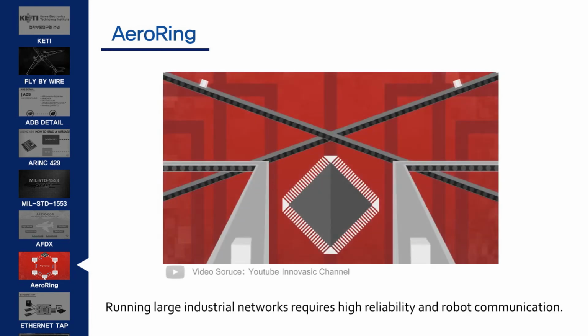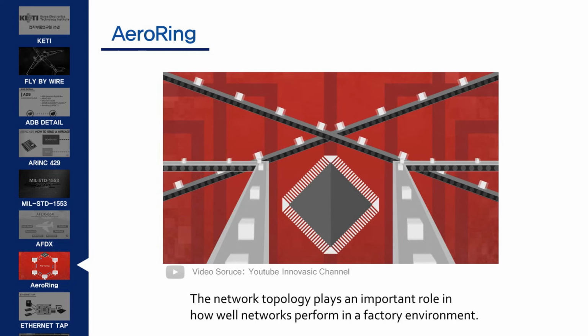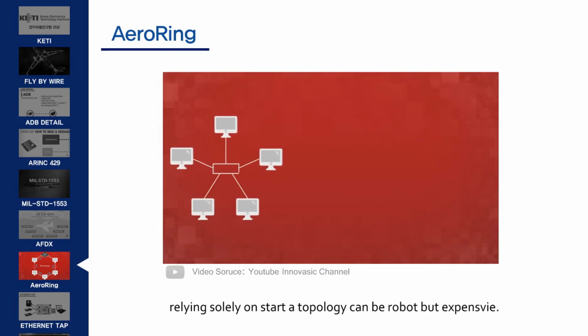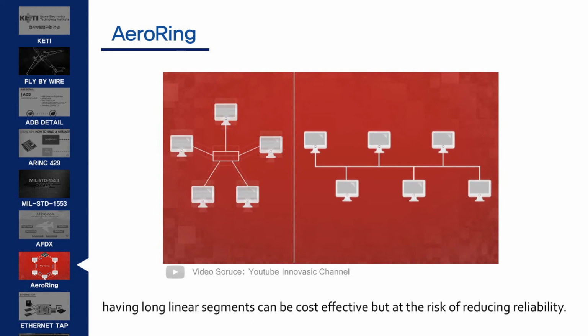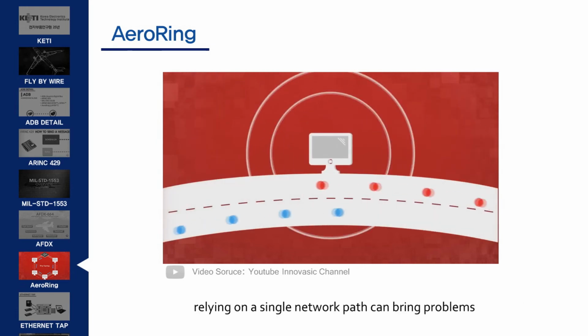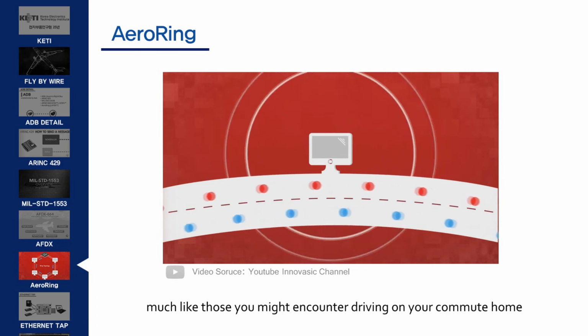Running large industrial networks requires high reliability and robust communication. The network's topology plays an important role in how well networks perform in a factory environment. Relying solely on star topologies can be robust but expensive. Having long linear segments can be cost-effective, but at the risk of reducing reliability. Relying on a single network path can bring problems much like those you might encounter driving on your commute home.